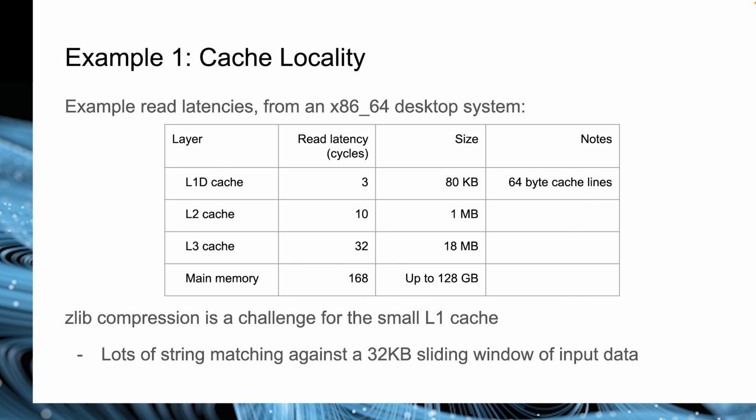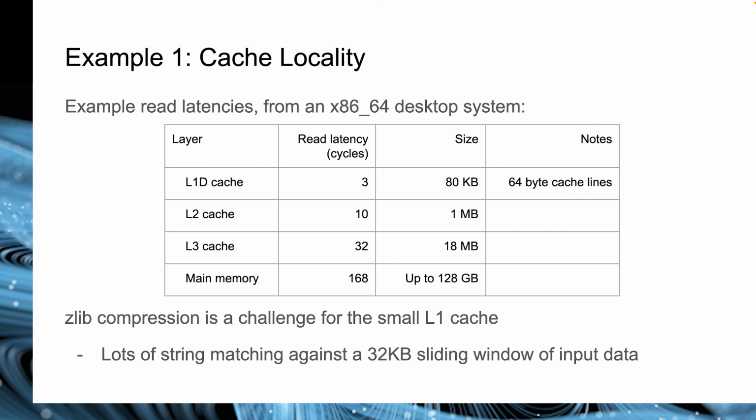zlib implements a compression algorithm called deflate, and what deflate does is walk through a stream of incoming bytes, look at the next several bytes of input data, try and find a longest prefix match for them in a 32 kilobyte sliding window of prior data. And so this seems like the sort of algorithm whose data access patterns might put a lot of strain on a small layer 1 cache, because for every byte of input data, we're potentially doing a lot of reads within that sliding window.